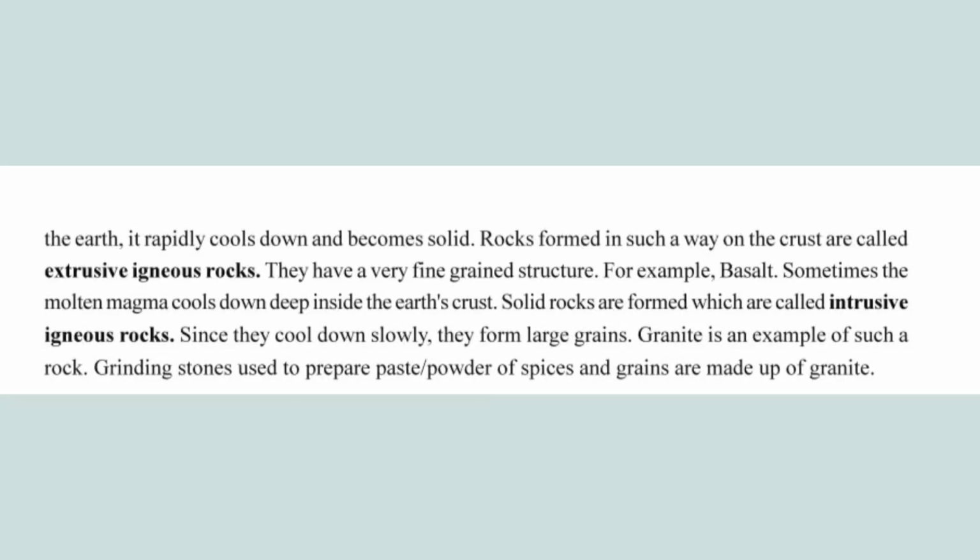So we have understood what igneous rocks are, how they are formed, and the common examples, granite and basalt, and a basic classification of igneous rocks into two types: intrusive, which form inside the earth, and extrusive, which come over the surface of the earth.